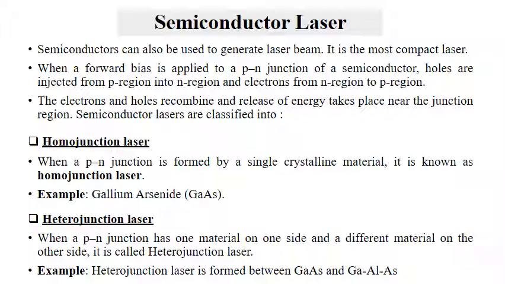In a homojunction laser, both the P region and N region are made up of the same material. So it is formed in a single crystalline material. An example is gallium arsenide. In heterojunction laser, both the P region and N region are made up of different materials. An example of a heterojunction laser is formed between gallium arsenide and gallium aluminum arsenide.